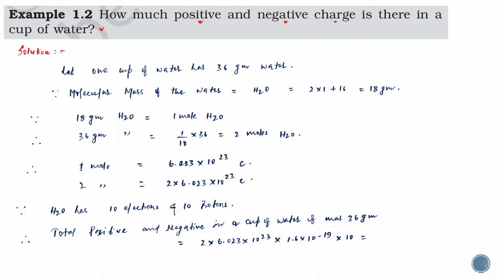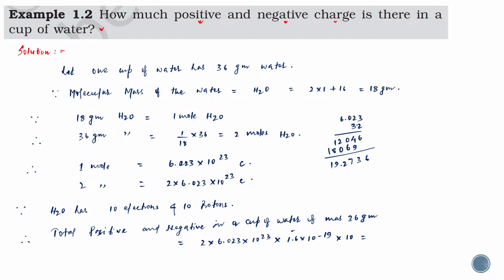So what will it be? After the multiplication we get 1.6 into 2 equal to 3.2, and 3.2 is multiplied by 6.023, carrying out the multiplication digit by digit.